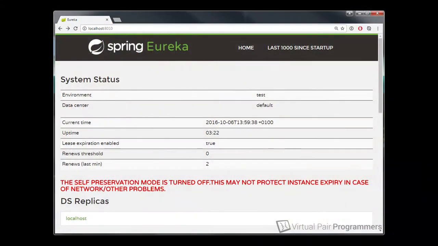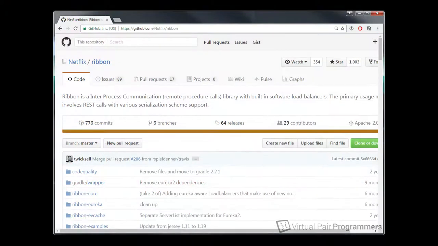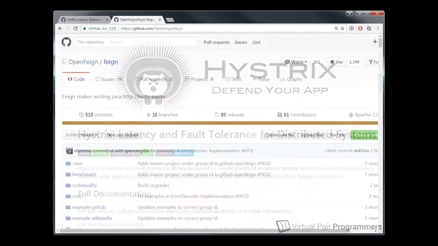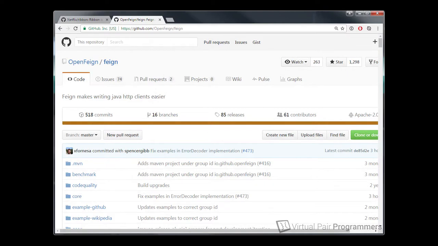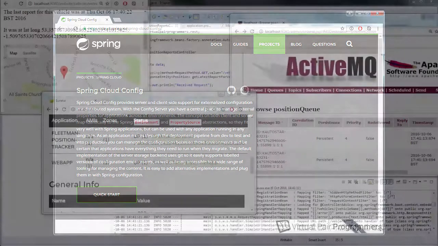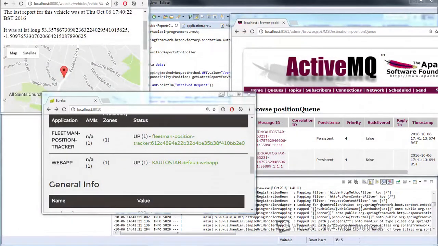We will be covering Eureka for service discovery, Ribbon for load balancing, Hystrix for fail safety, Feign to make our REST calls clean and efficient, and Spring Config so we don't have configuration data scattered all over the system. It's 7 hours of intense work, so I hope you enjoy the ride. Let's start with that high-level overview.